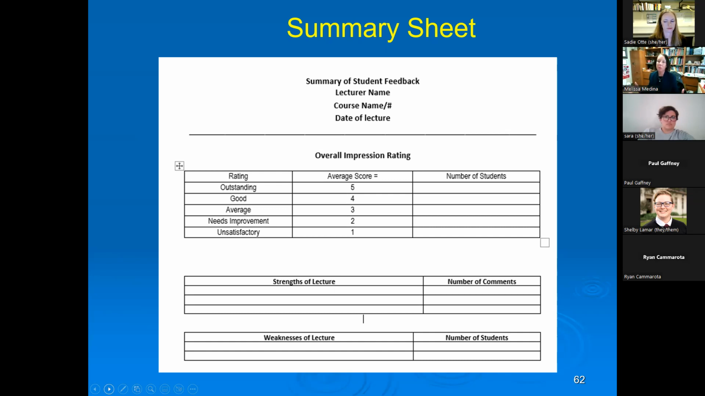So this can help you be more objective. You're mining your data. You've already done numeric comparisons. Now you're taking those themes, color coding them, and quantifying them. Rank order and decide: what are the biggest strengths of my lecture? What are the biggest areas of improvement of my lecture?